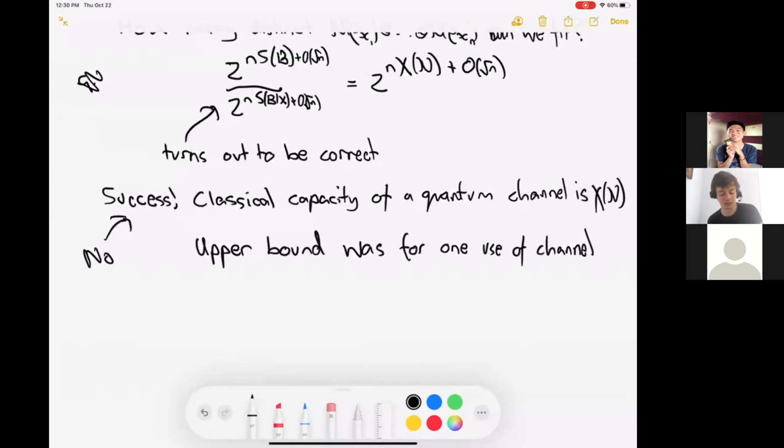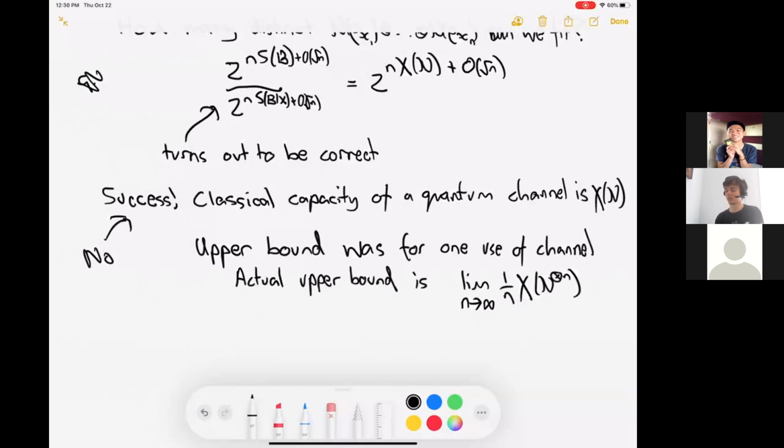So really, our actual upper bound isn't χ(N). It's the limit as n goes to infinity of 1 over n times χ of N^{⊗n}, right? That's just taking our upper bound for the one use of the channel and applying it to this new situation where we have some large number of uses. This is called the regularized Holevo information.